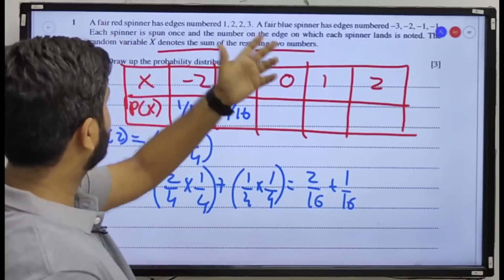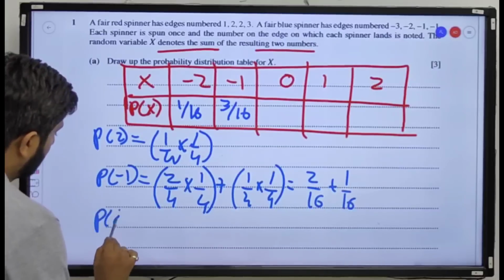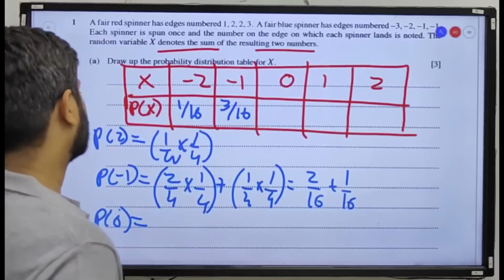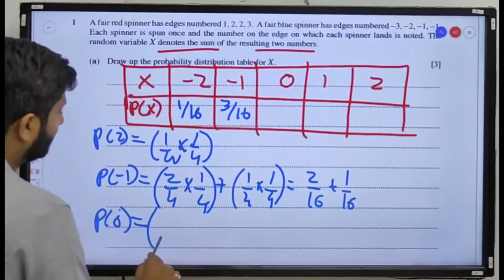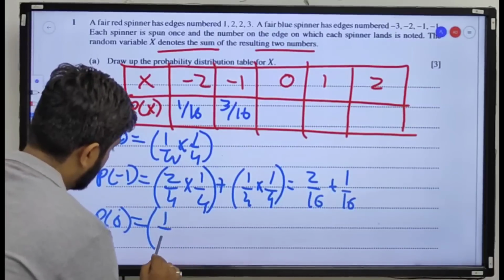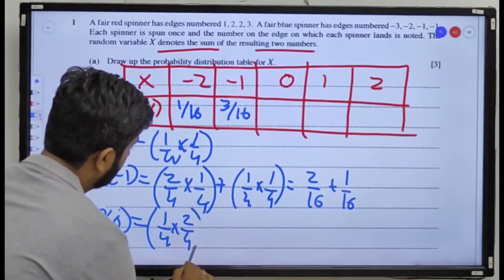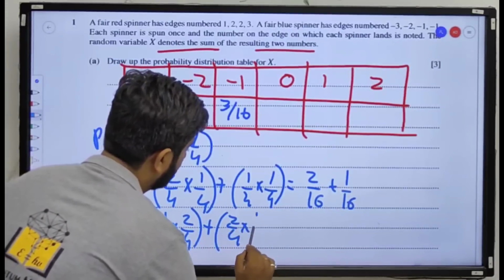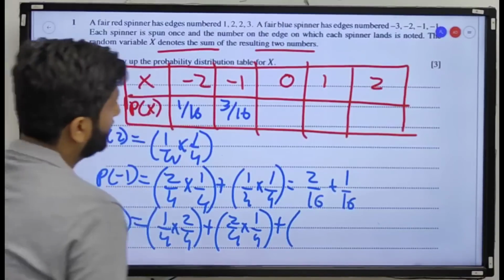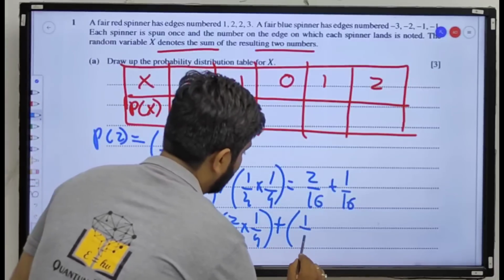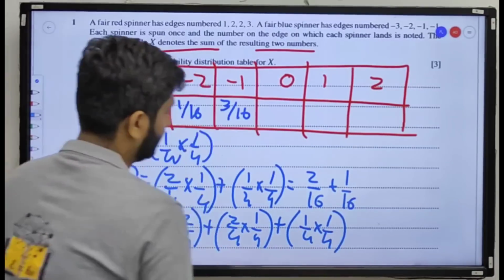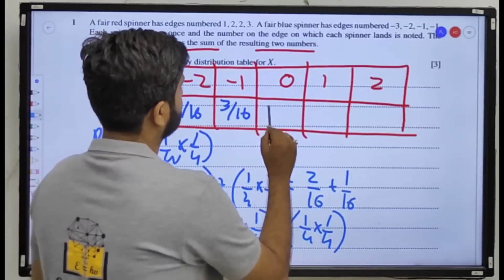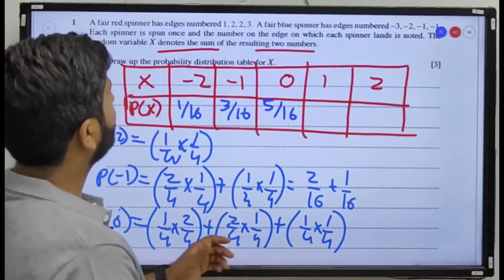Now let us find the probability of getting 0. Probability of getting 0 is from 1 and -1, 2 and -2, and 3 and -3. So for 1 and -1, 1 by 4 into 2 by 4, plus 2 and -2, 2 by 4 into 1 by 4, plus 3 and -3, 1 by 4 into 1 by 4. This is 2 by 16, 2 by 16, 1 by 16. So the total is going to be 5 by 16.